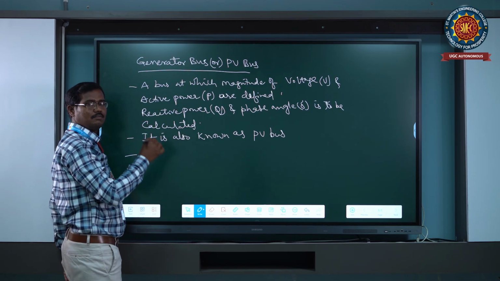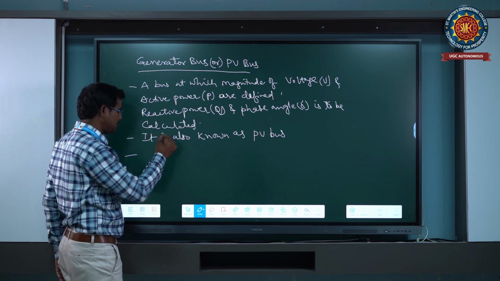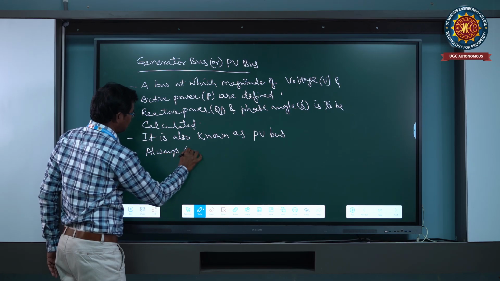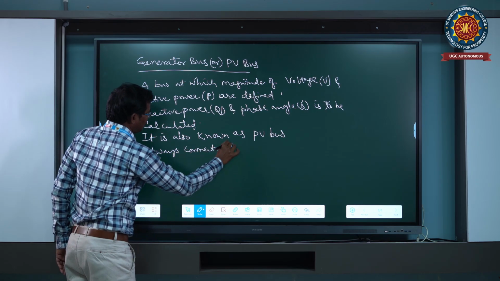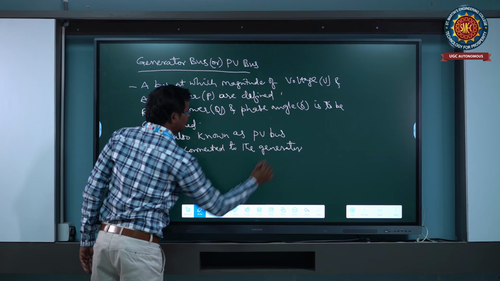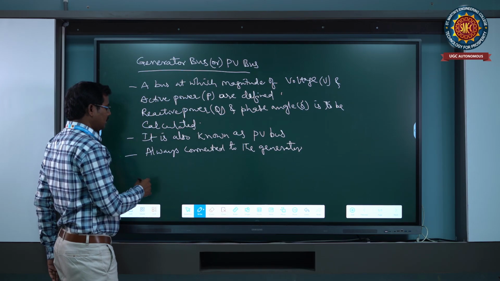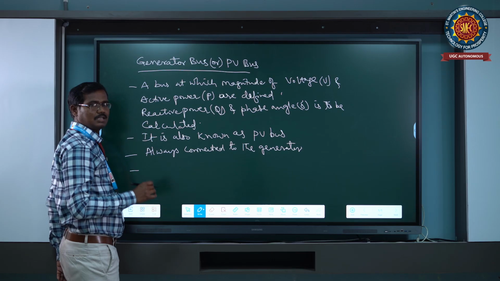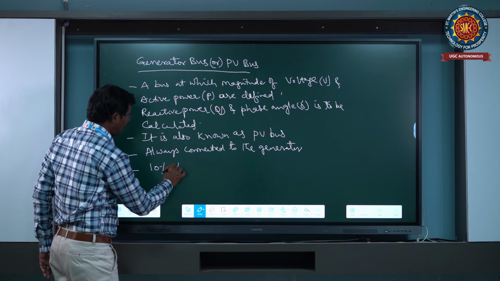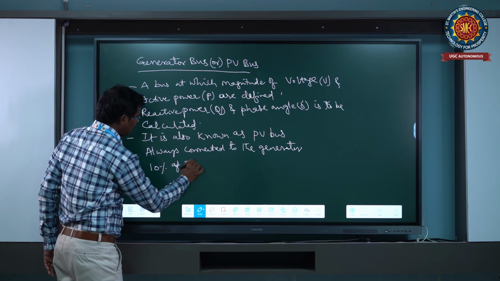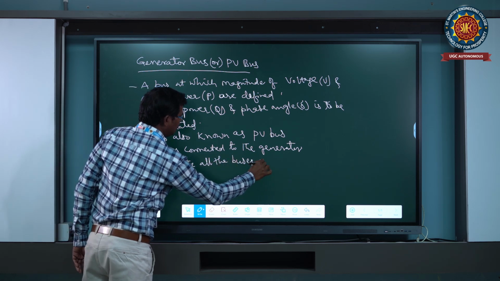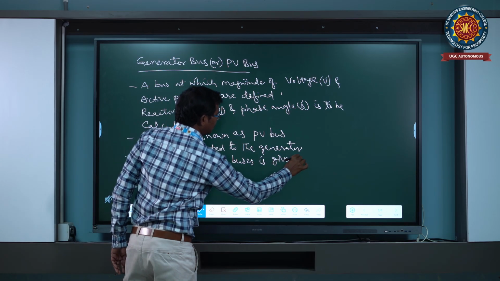This bus is always connected to the generator. This type of bus comprises almost 10% of all the buses in the power system.